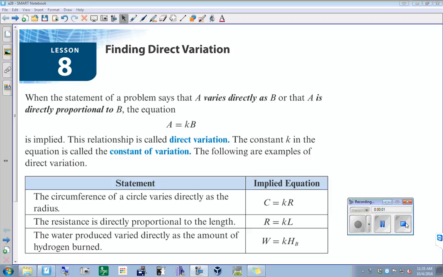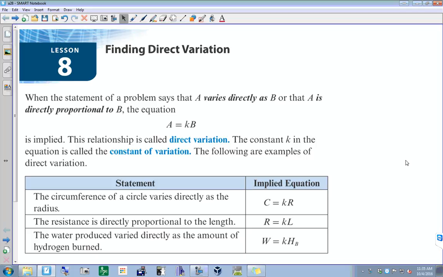All right, we're going to take a look at lesson 8 here. Direct variation. Now, it sounds worse than it is, in that you guys deal with this on a daily basis. It's nothing new. There's just different ways of looking at it. We want to formalize it so that when you see the information, you know what it is.